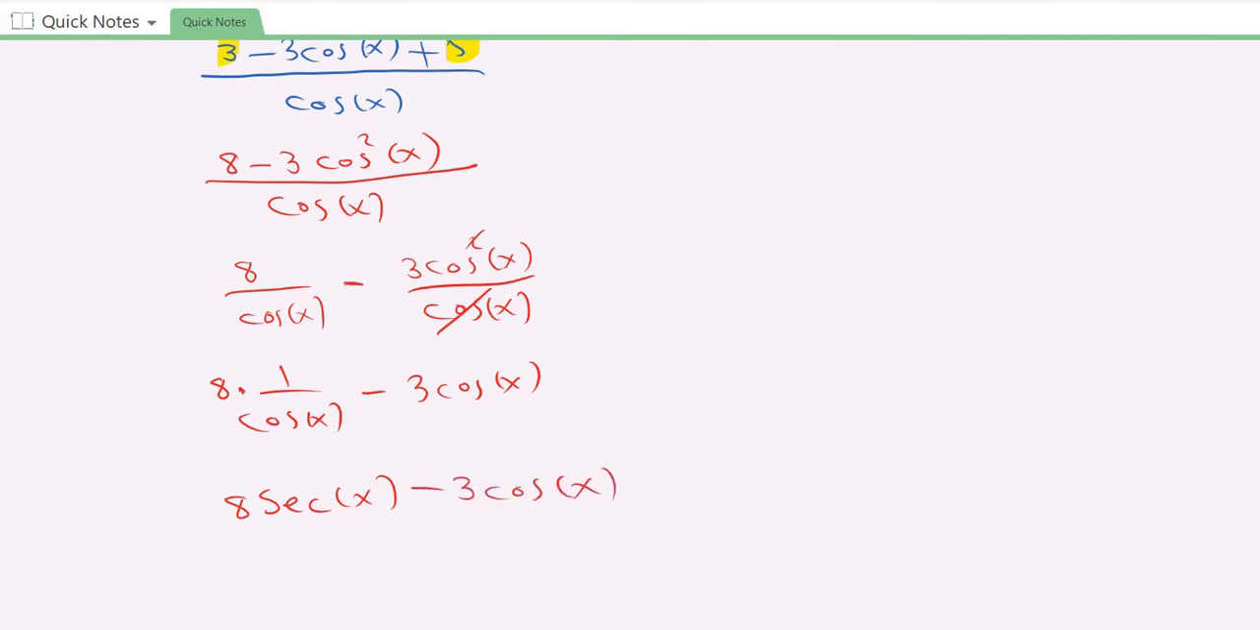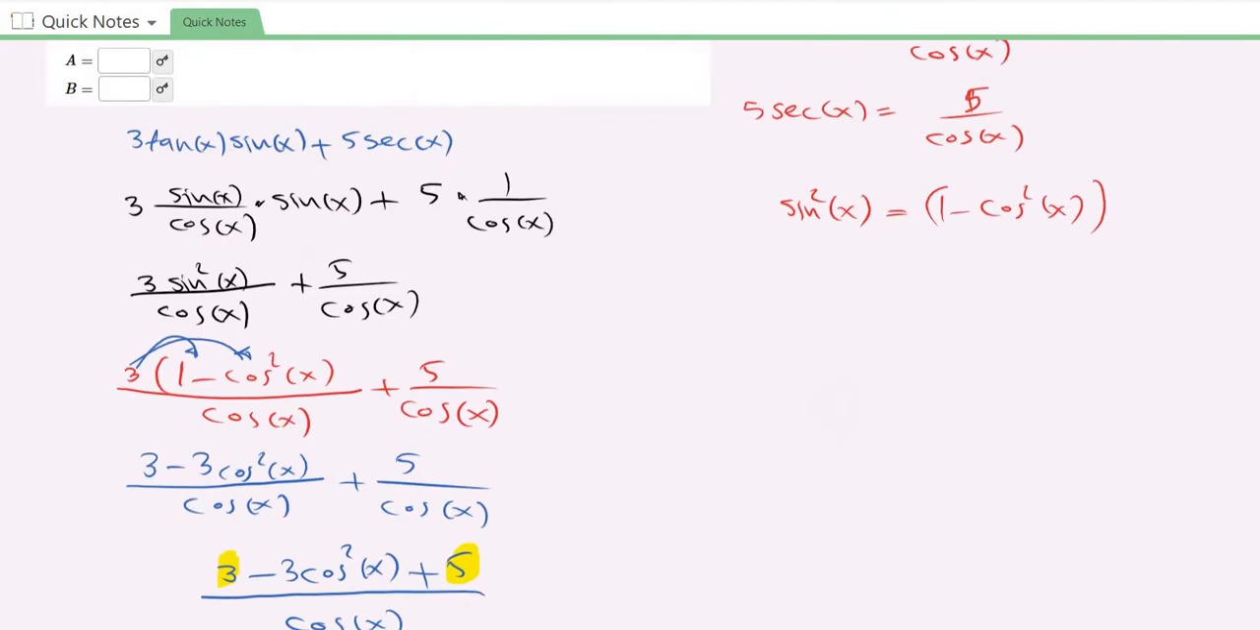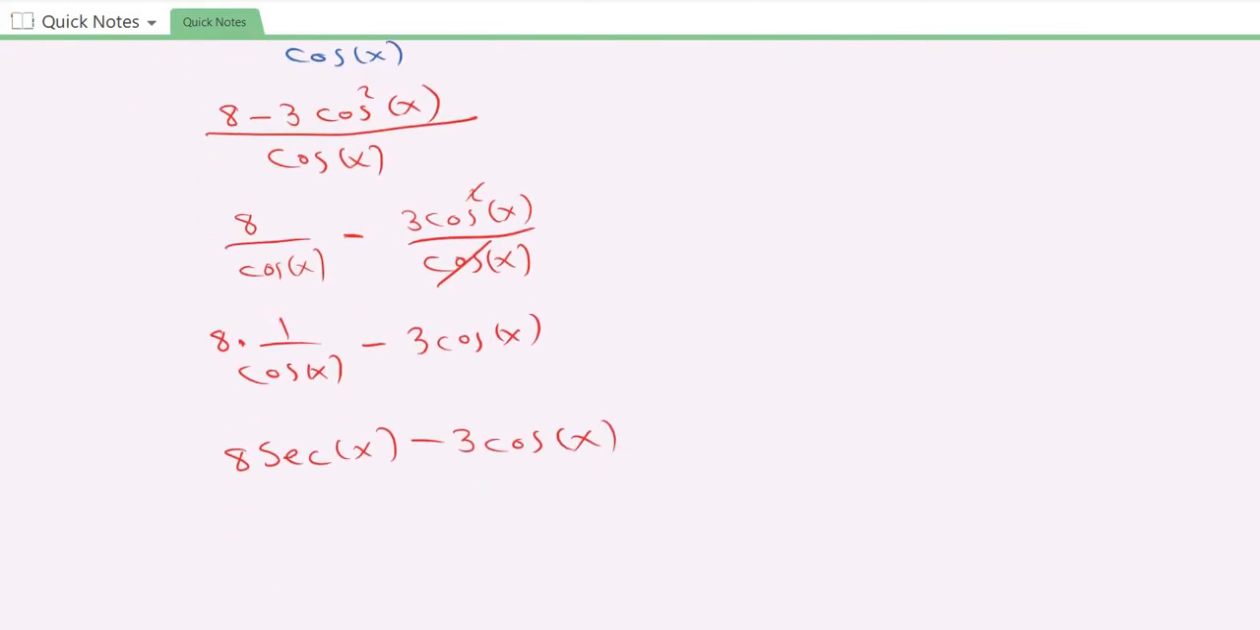So this is going to turn into 8 secant x minus 3 cosine x, which is the expression that we have in the question. And that is a secant x minus b cosine x. With comparison, we can determine that a is equal to 8 and b is equal to 3. And that's it.